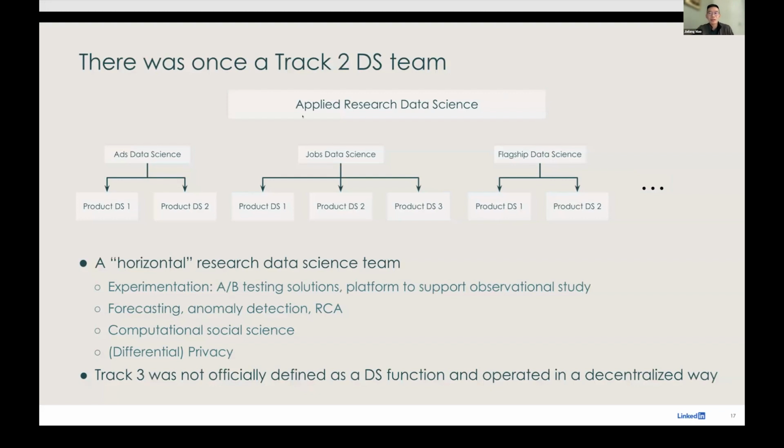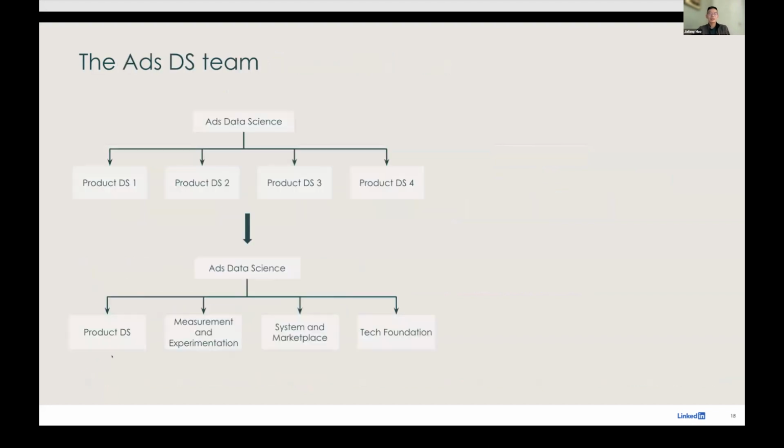And that's where around 2 to 3 years ago, we actually disbanded this horizontal research data science team and spread those track 2 DS folks into these vertical teams more directly. And that's what brings us here. Basically, before, we had all track 1 teams to start, and then we had a horizontal track 2 team, and now we have the horizontal track 2 team disbanded, but track 2 folks split almost evenly across these different vertical teams.